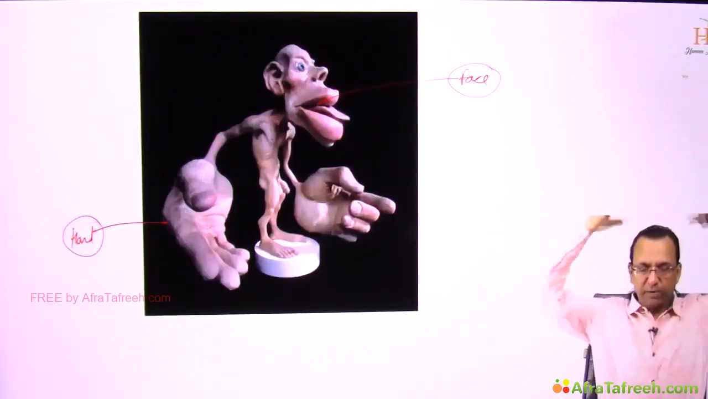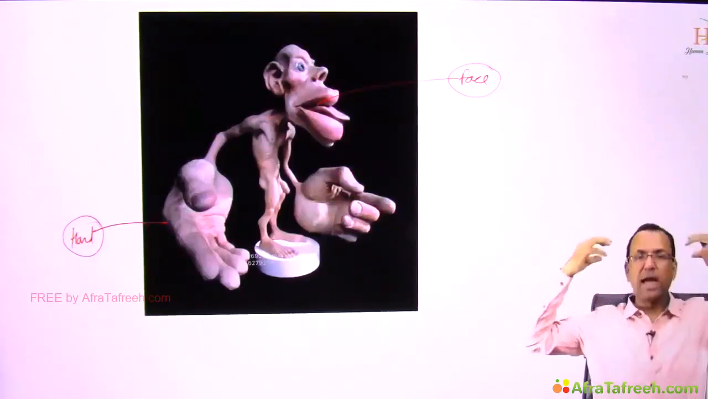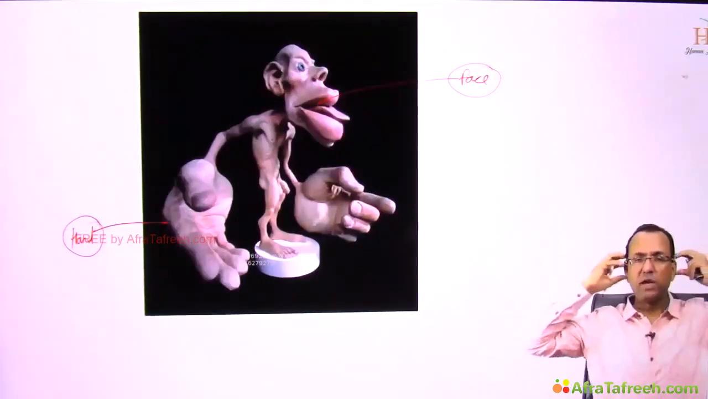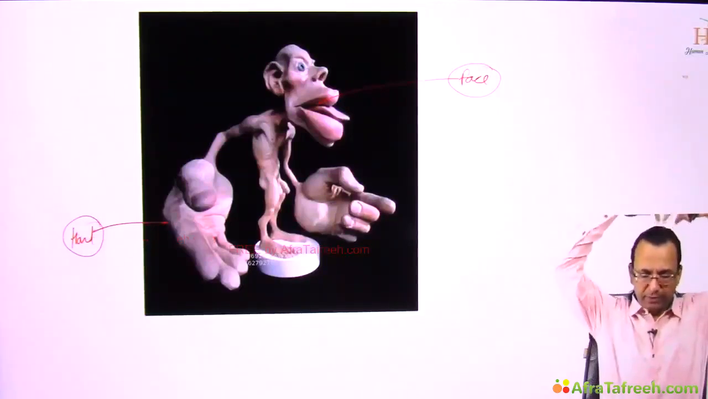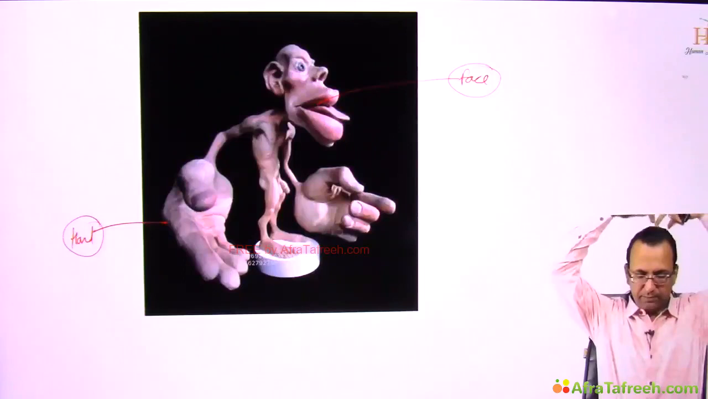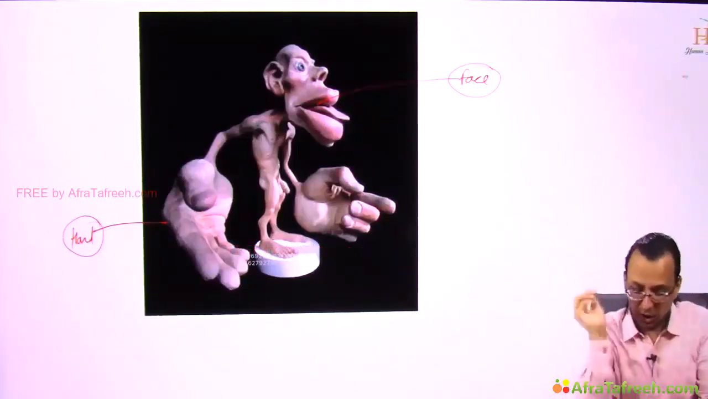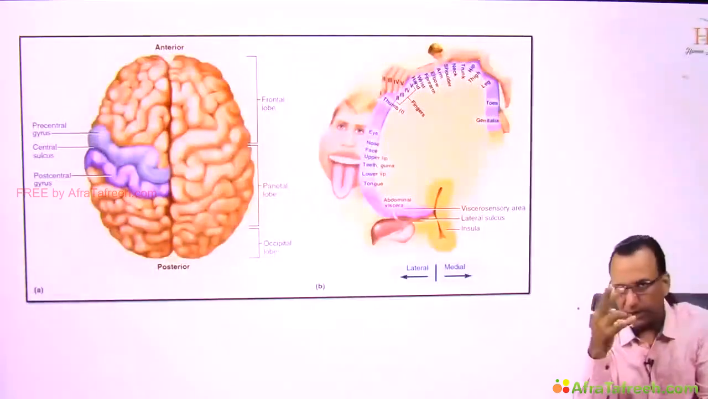You mean to say the cerebrum has a representation of the body, and the sensory motor control of the face is here? Yes. And the hand is slightly higher? Yes. And what is still higher? The pelvis perineum area is here. Let us see the diagrams also. You will find there are two diagrams we are looking at.